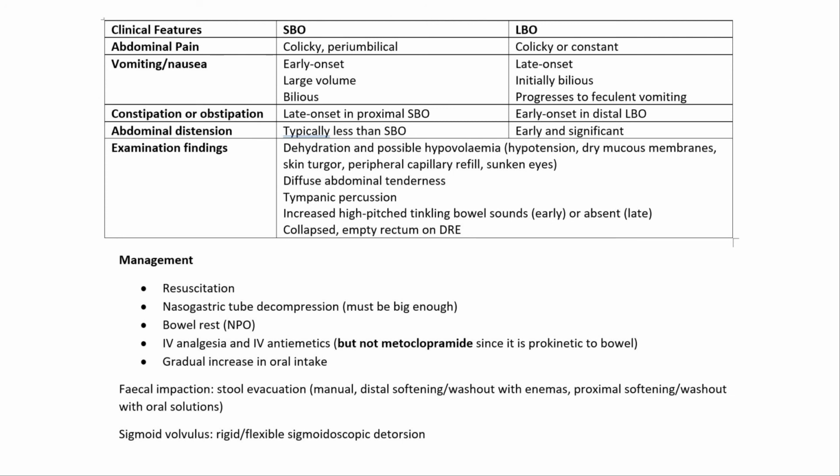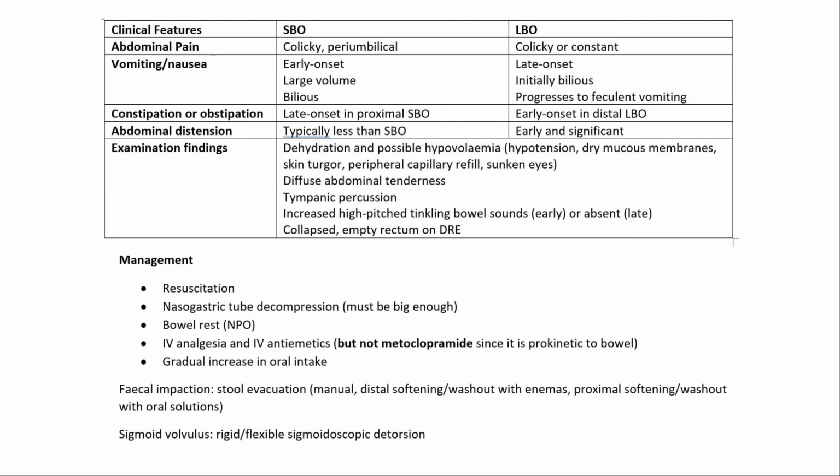Distension is worse in large bowel, but overall for both people, they will be dehydrated, hypovolemic, have a diffusely tender abdomen that's peritonitic, so when you tap it, they'll be really painful. They don't want to move around in bed. There's high-pitched tinkling sounds, there's a collapsed empty rectum, and it might be tympanic to percussion, especially in a large bowel obstruction with lots of distension.